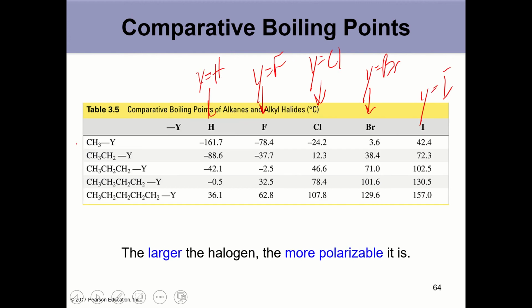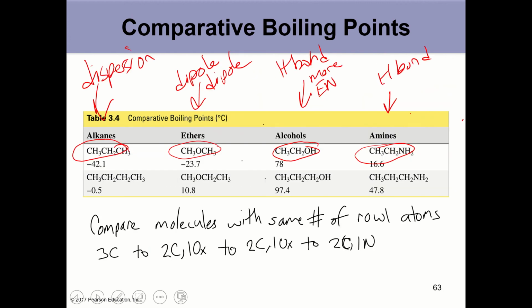In the second row of the table, we're comparing 4 carbon molecules, and they follow the same trend. If we compare a 4 carbon hydrocarbon to an ether, the boiling point increases. When we go from dispersion to dipole-dipole, and from dipole-dipole to hydrogen bonding, the boiling point increases again. And for the 2 molecules that can hydrogen bond, the alcohol and the amine, the more polar of the 2 molecules has the higher boiling point, the alcohol.